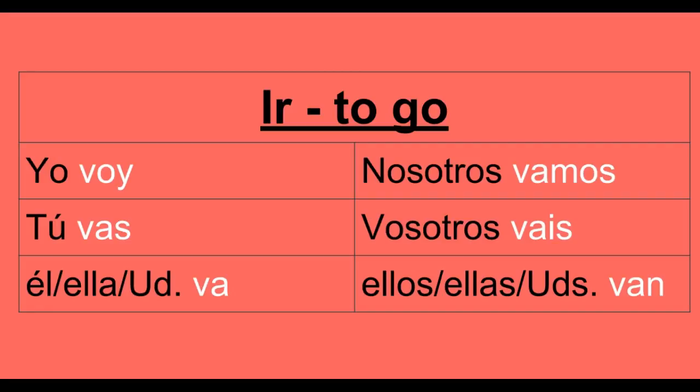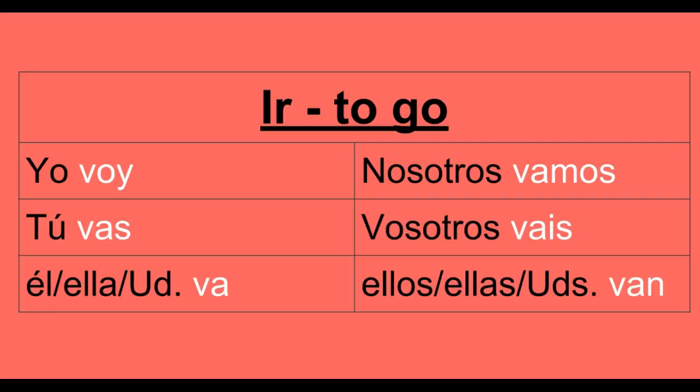Yo voy, tú vas, él, ella, or usted va, nosotros vamos, vosotros vais, ellos, ellas, or ustedes van. You'll notice that the conjugations of this verb do not look anything like the infinitive form of the verb. And that's what makes ir a little bit tricky, and it's definitely an irregular verb for this reason.